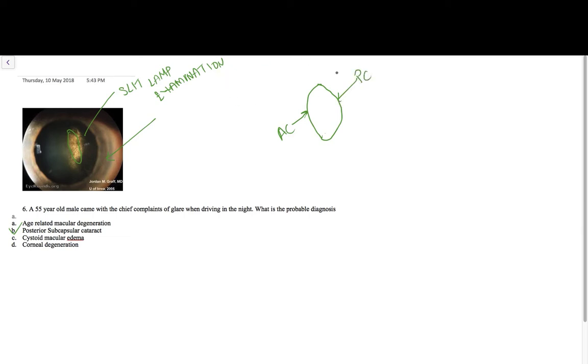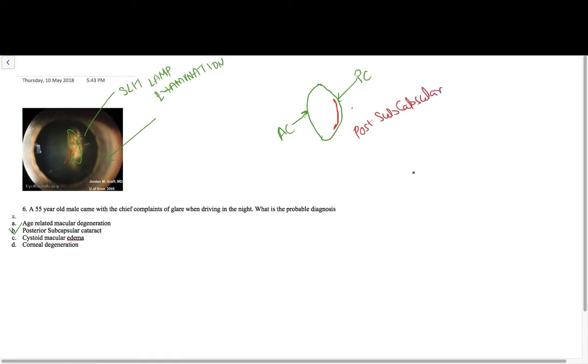So what we find is that the opacity is in the posterior subcortical region. So just beneath the posterior capsule we have opacity. Okay, can you see here this opacity? This is in the posterior subcapsular region. So we call it posterior subcapsular cataract. Now what are the most important features of posterior subcapsular cataract? Remember that this type of cataract is more common in young patients.